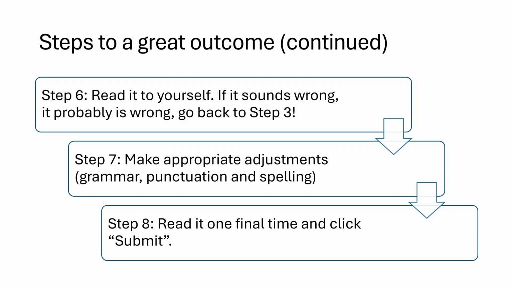Okay, so let's go back quickly for a second. And for the final few steps, all you need to do is make adjustments. Please note that throughout this whole process, I have not once asked you to read the entire text, just the sentences that you have chosen, and of course, your final product, which in step 8, you will read to yourself one final time before you submit. Remember the rule, if it sounds wrong, it probably is wrong.